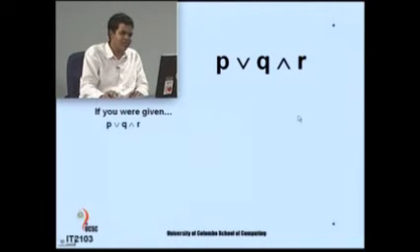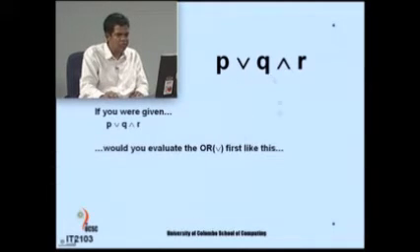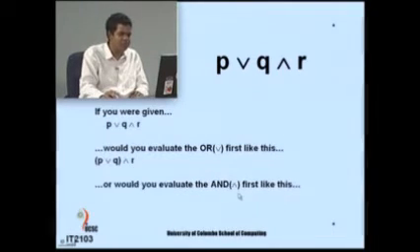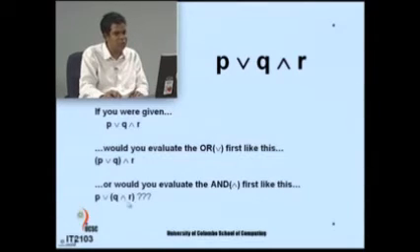Now, let us consider an interesting problem. If you consider this statement, P or Q and R, how would you actually evaluate it? Would you first evaluate the P or Q, like this, and then evaluate the AND with R, or would you first evaluate the AND, like this, first evaluate the Q and R, and then OR that result with P? Which would you first do? Now, if both these different ways come up with the same answer, then there won't be a problem, because it won't matter in which order we do the calculations. But the question is, do they come up with the same answer?